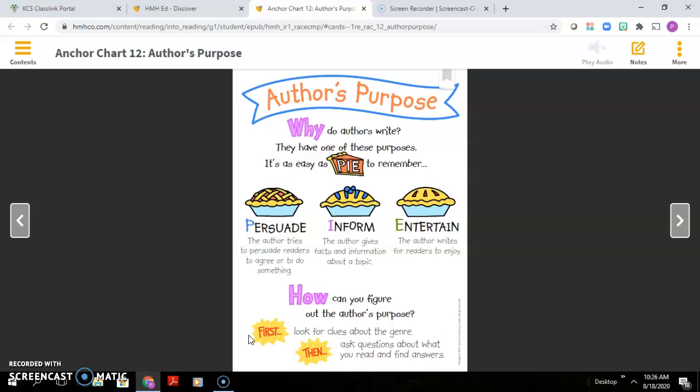Then after you figure out the genre, you're going to ask questions about the book as you read and try to find answers. Now, you're reading a book this week called My School Trip. After you read that book, try to figure out what is the author's purpose. Why did the author write this book, My School Trip? I hope you enjoy reading it.